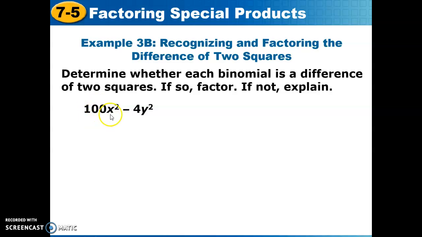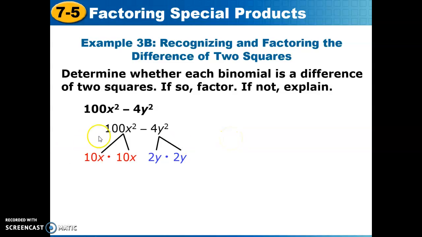Okay, next example, 100x squared minus 4y squared. Yes, this is a difference of two squares. 100 is a perfect square, x squared is a perfect square, 4 is a perfect square, y squared is a perfect square, and we have a minus sign in there. So we have a difference of two squares. So when you go to factor those, you have to take the square root of each of them. Okay, so square root of 100x squared is 10x. Square root of 4y squared is 2y.